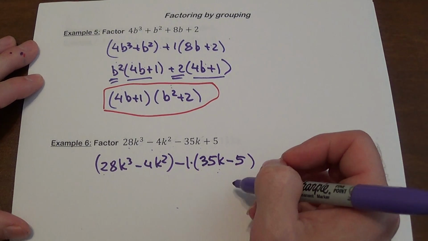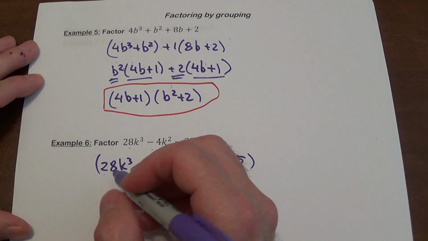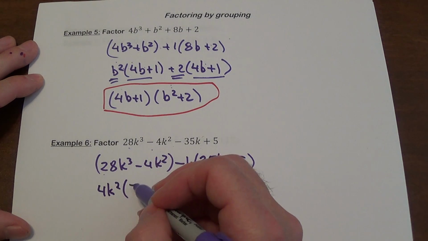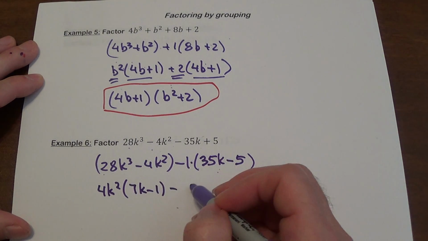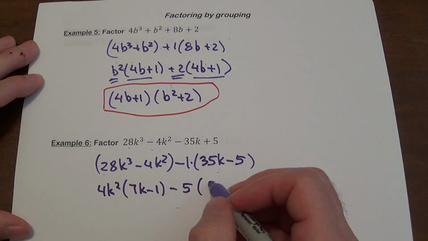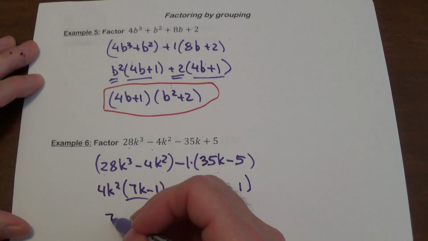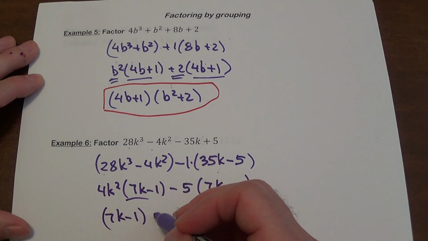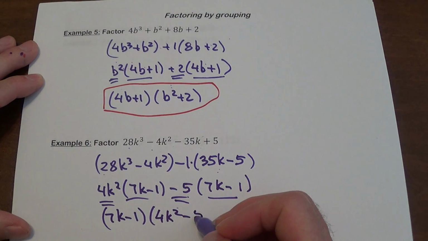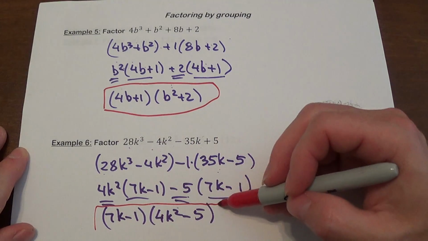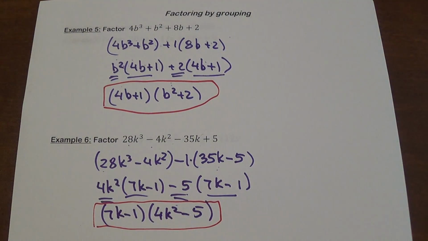So what we need to do now is look for a common factor for each one. So here you can factor out 4k squared, which is going to leave you with 7k minus 1, minus, here we can factor out 5, which is going to leave you with 7k minus 1. Same quantity, 7k minus 1 comes out, and here we're going to have 4k squared minus 5, and we are done with this problem. So this concept is actually not hard, you just need to handle the parentheses very carefully along with the sign.